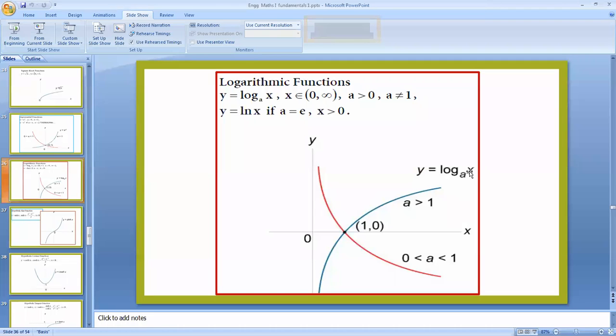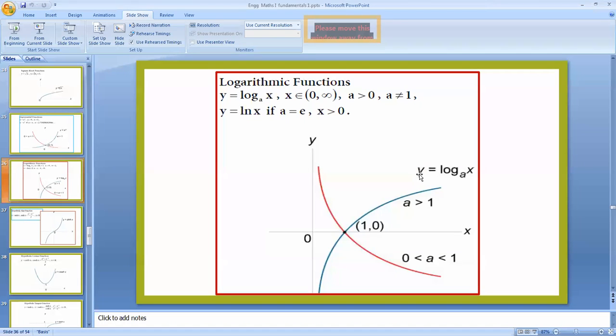Now when you substitute x is 0, okay, log of 0 to the base a. Tell me what you get. Log of 0 to the base a. Now when you substitute x is 1, x is 1 means log of 1 to the base a. You know here a raised to 0 is 1. Means log of 1 to the base a is 0. Means 1, 0 is the point. Okay. 1, 0 is the point.